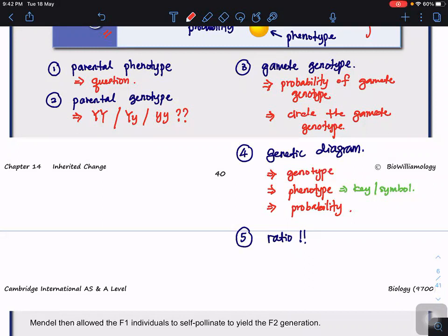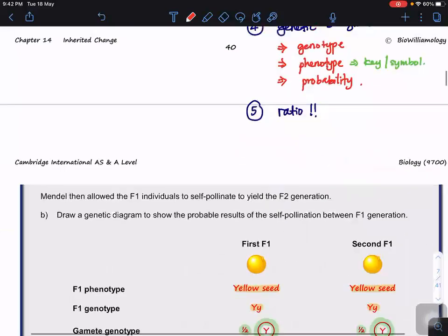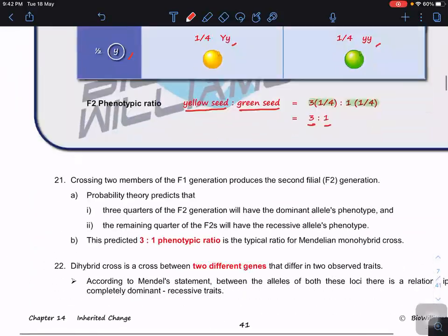Then you proceed to the genetic diagram. Inside the genetic diagram, you must have these 3 items: the genotypes of each box, the corresponding phenotypes, and the probability of each phenotype. From there, you will be able to get the ratio. The ratio always has to be calculated from the probability. So this is already done for monohybrids, very simple.